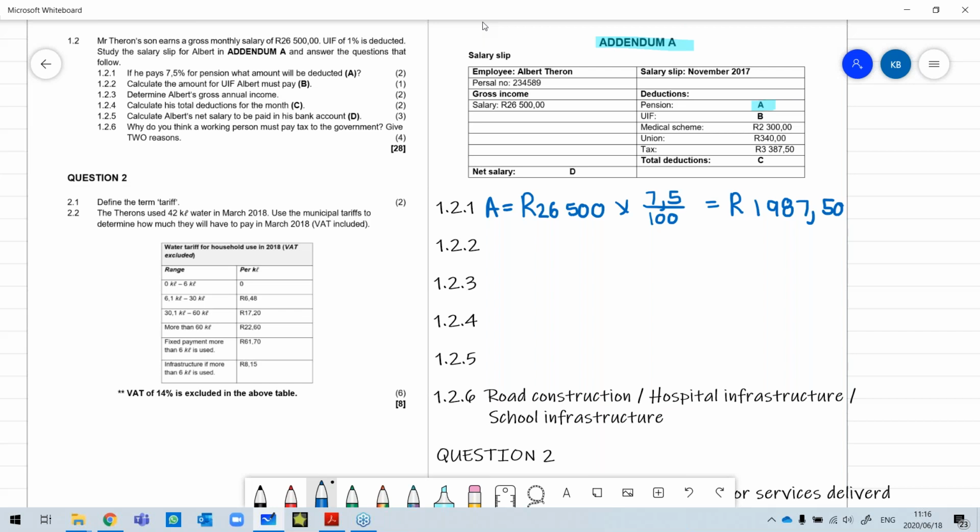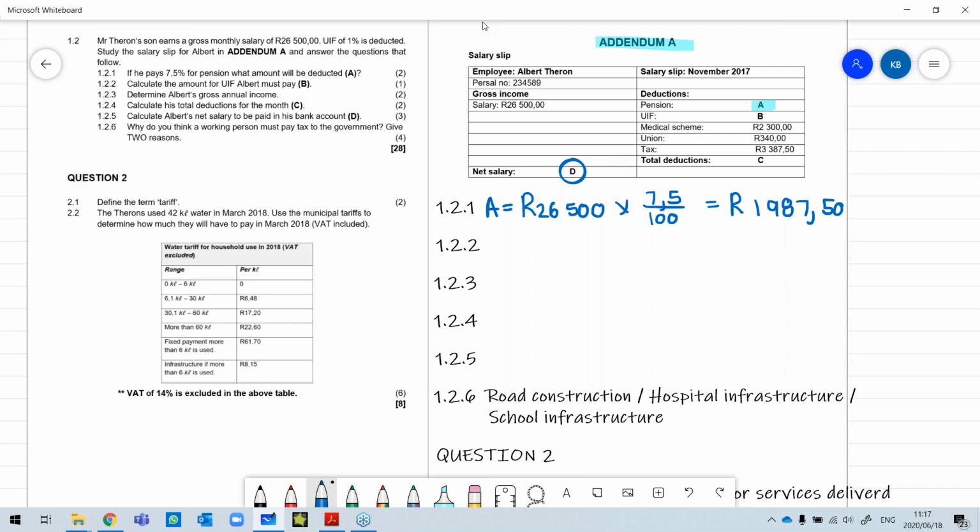Now just quickly a step back. Remember that your gross income is your income before deductions and your net salary is your salary after deductions. So even though Mr. Theron earns 26,500 Rand, he does not take that amount home to spend on personal expenses. The net salary, which we will calculate a bit later over here, D, is the amount that he's going to be taking home at the end of the day. Let's continue with question 1.2.2.